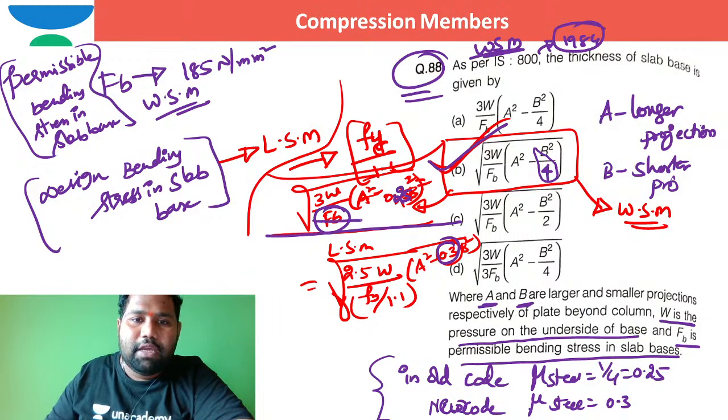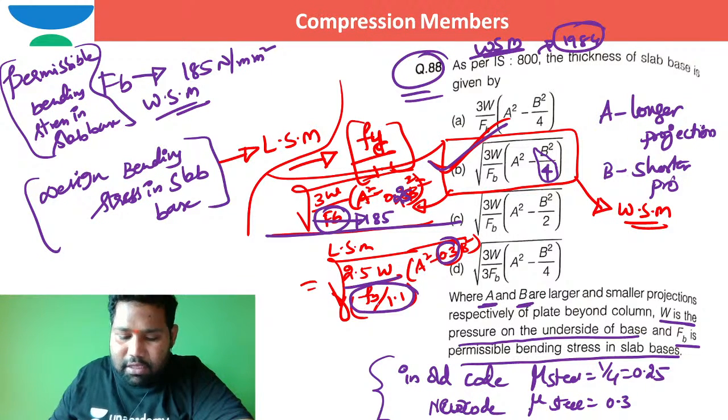Okay, here FB is 185. Here the permissible or design bending stress in slab base is Fy by 1.1. That is the difference between these two.